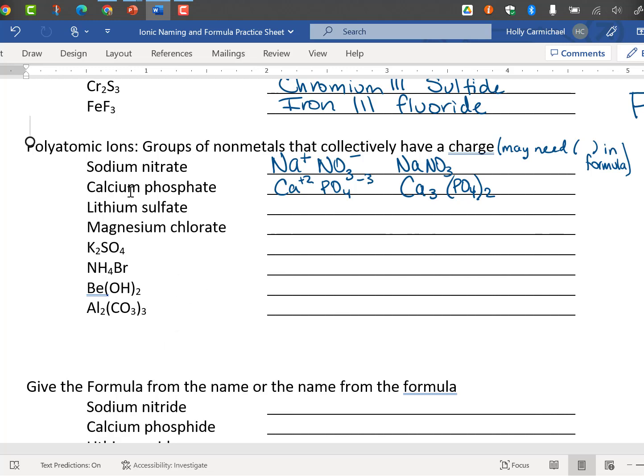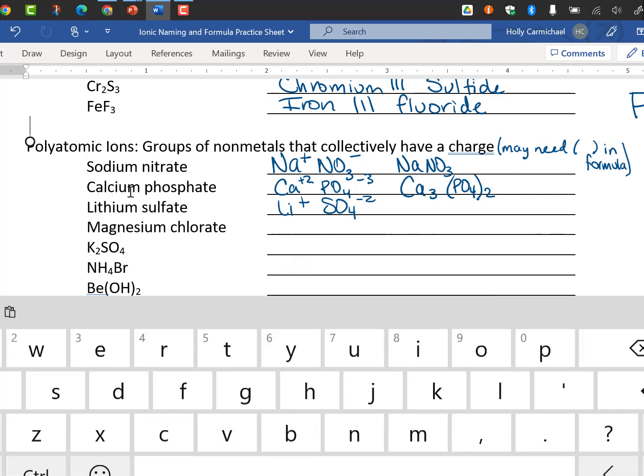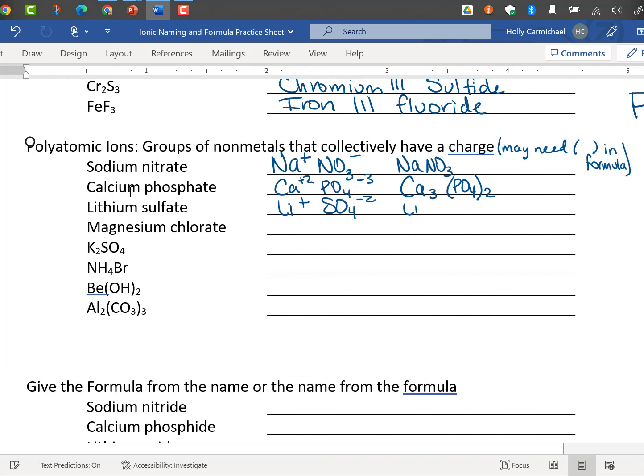Lithium sulfate. Lithium is Li, and it is a +1. Sulfate is SO4 with a -2, or 2 negative, either one. So they're not the same, so I'm going to swap them. The number on the lithium tells me how many sulfate. The charge on the sulfate tells me how many lithium. So the formula is Li2SO4. Since there's only 1 SO4, you don't need to have any parentheses. That looks like Liz. Sorry, put the 2 down lower.